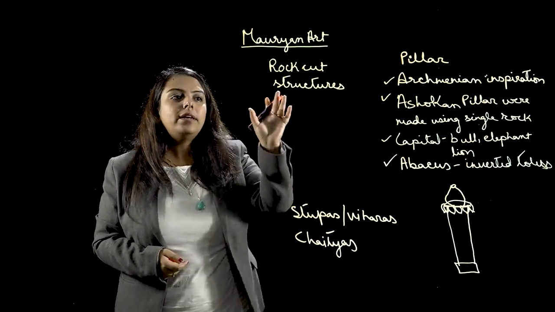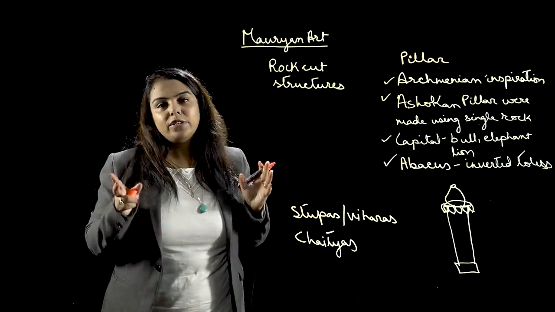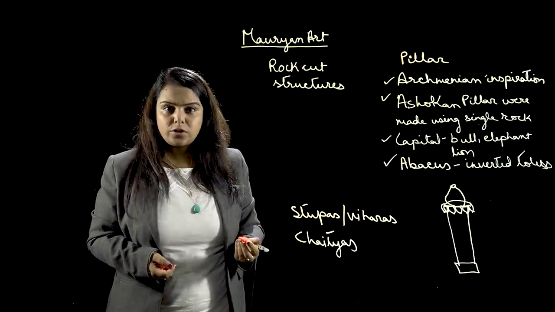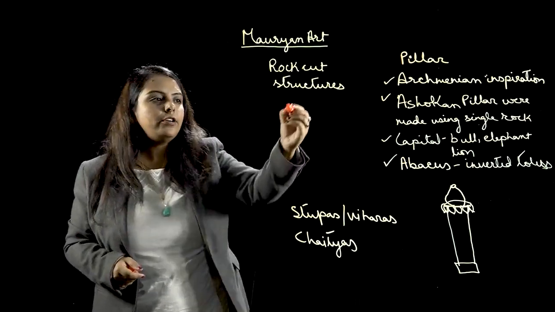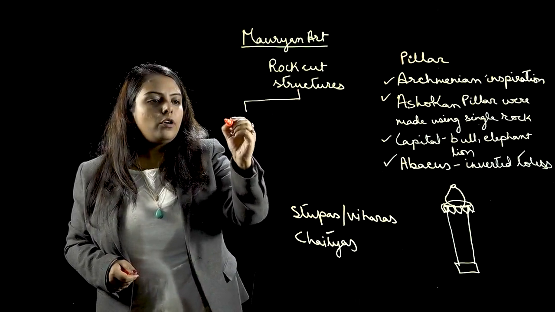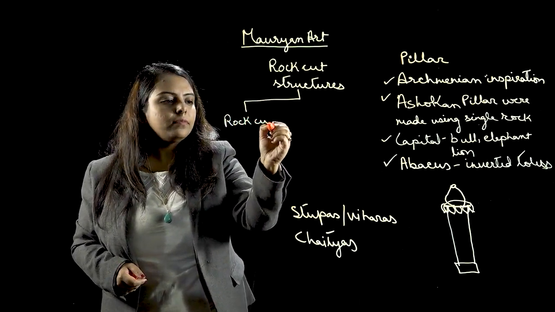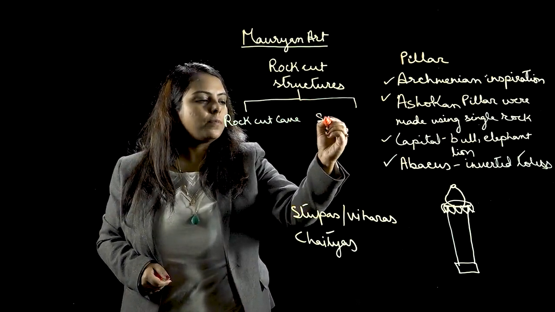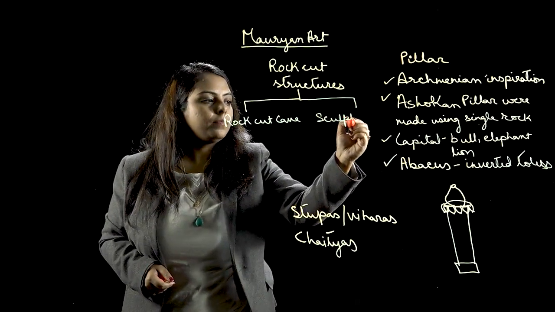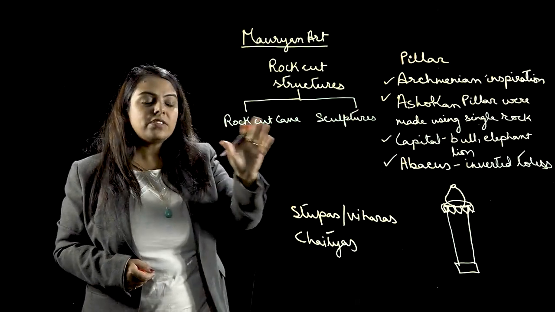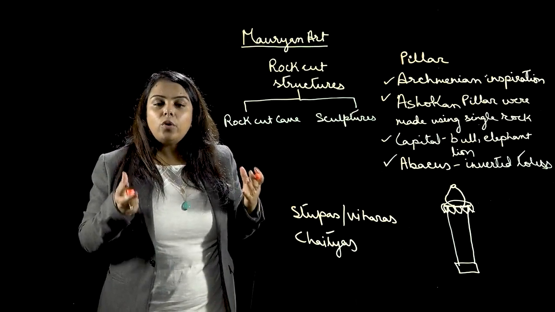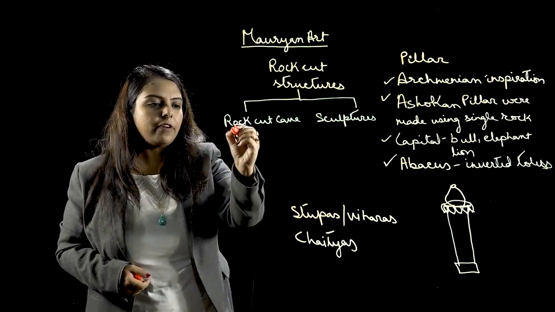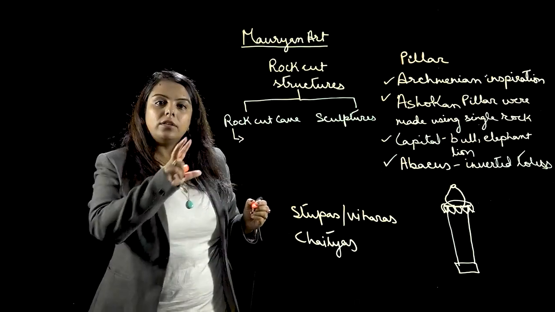So, after pillars, the next important architecture or art that we see developing during the time of the Mauryan Empire was rock cut structures, and that can be further divided into rock cut caves and rock cut sculptures. As far as rock cut caves are concerned, you know the Barabar Hill caves in Bihar, and in that, Lomas Rishi cave is a great example of the rock cut caves.